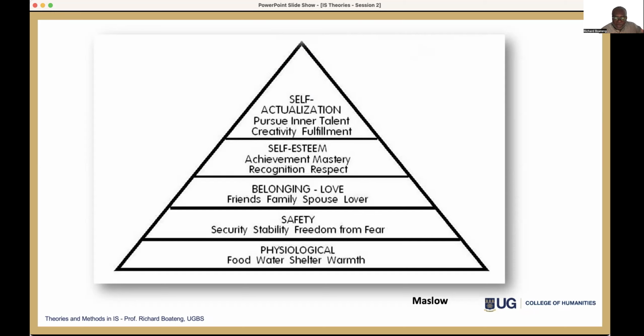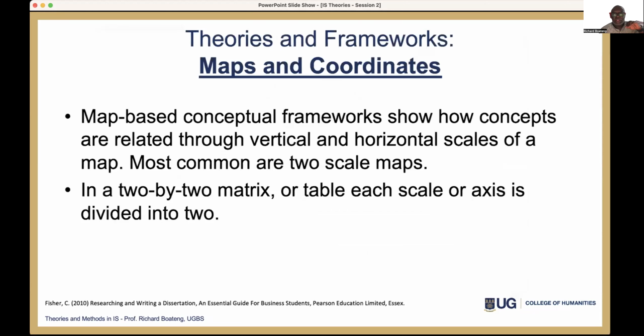Okay. So the hierarchy tells you that there are different types of needs that a person may go through, and those needs tend to apply. Then maps and coordinates. Sometimes we can show theories or frameworks in a maps and coordinates format. I think I've heard about the demand and supply curve.